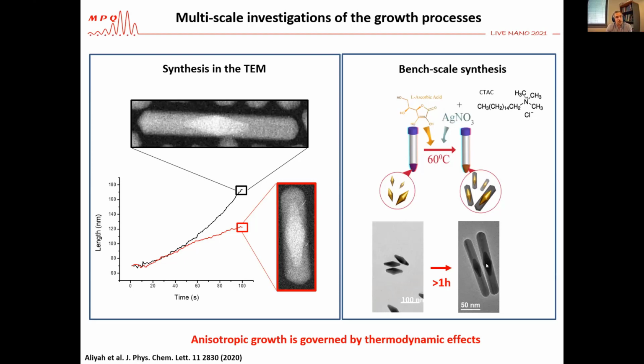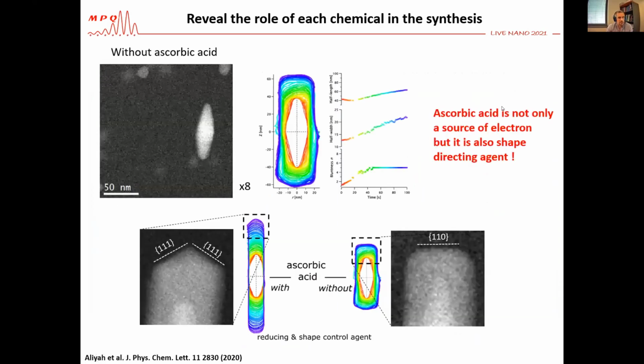Now we can ask the question, in this very simple chemical protocol, which chemical is the stabilizing agent? Your first guess, I guess, will be to say that the CTAC, as a functionalizing agent, is the stabilizing agent, and it controls the anisotropic growth. But in fact, we demonstrate in this experiment that this is not true.